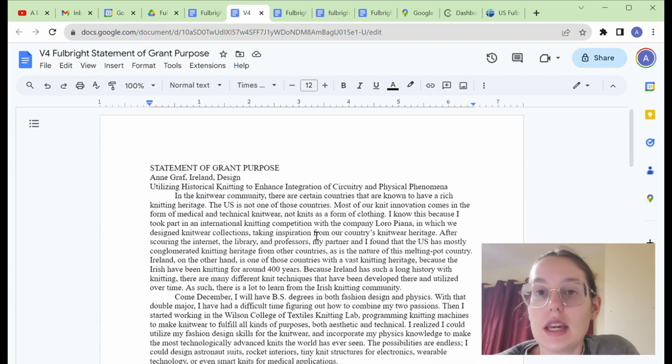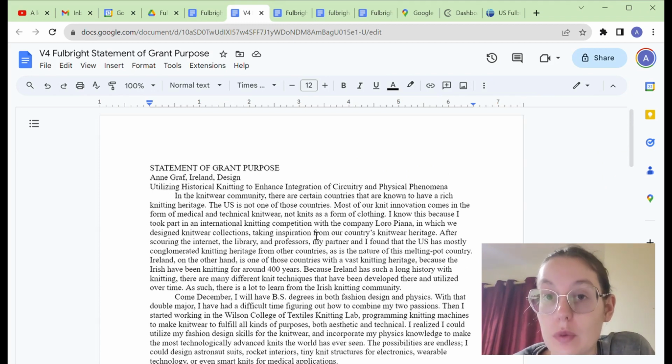The key thing here is when you're writing your statement of grant purpose, you need to talk about your project pretty in depth. You want to give them a bit of an idea of how it will go, a timeline or whatever. But you also need to give them the background. You need to tell them why it's important, why you need to be doing it, and why you need to be in the country doing it.